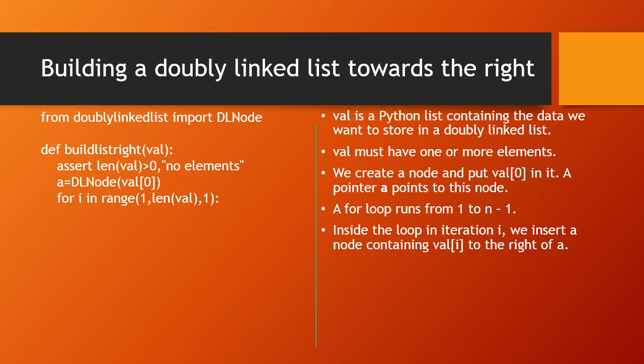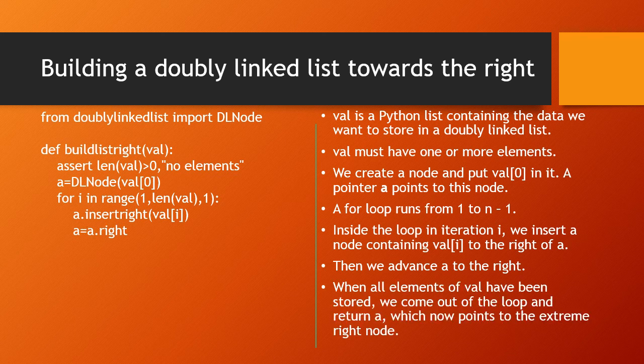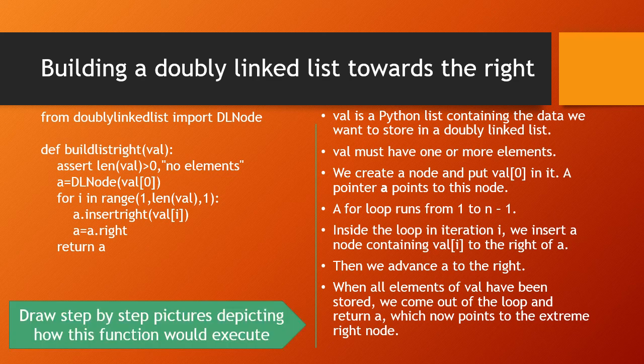Inside the loop in iteration i, we insert a node containing val[i] to the right of A. We use the insert right function, a.insertRight(val[i]). Then we advance A to the right, A = a.right. When all elements of val have been stored, we come out of the loop and return A, which now points to the extreme right node because it has been shifting. So we return A. This is the end of the code.